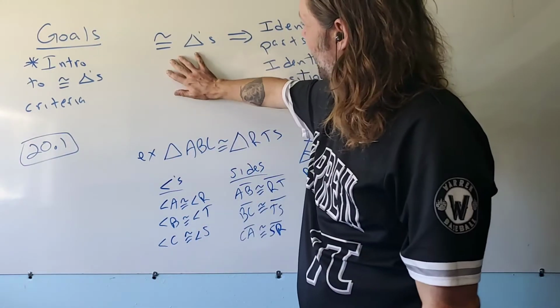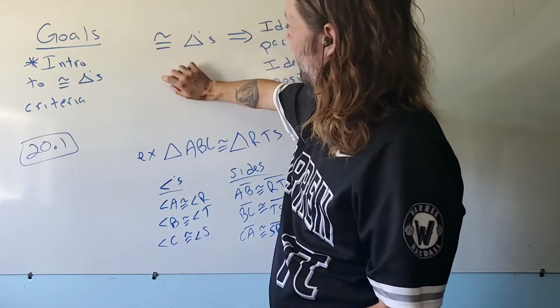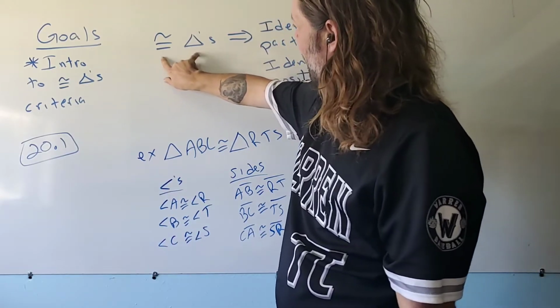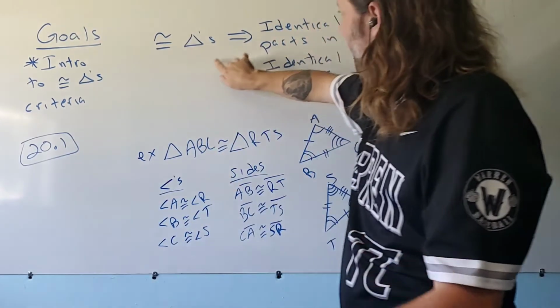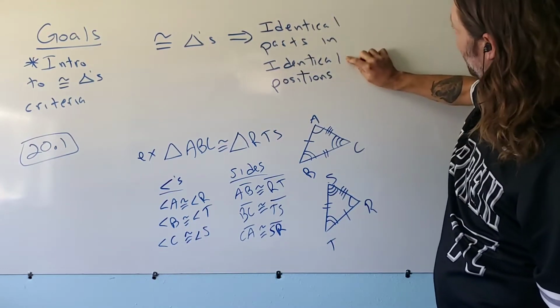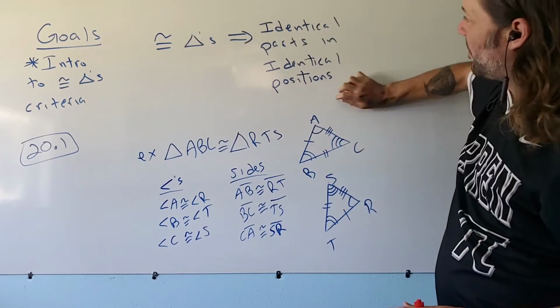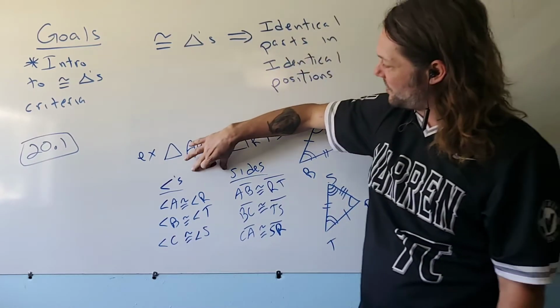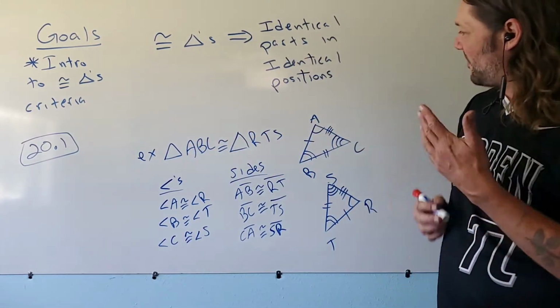So this is what we've already talked about. We know that if triangles are congruent, if we have identical triangles, what that means to us is that the triangles have identical parts in identical positions. The parts of triangles are angles and sides, and they have to be next to the same thing.